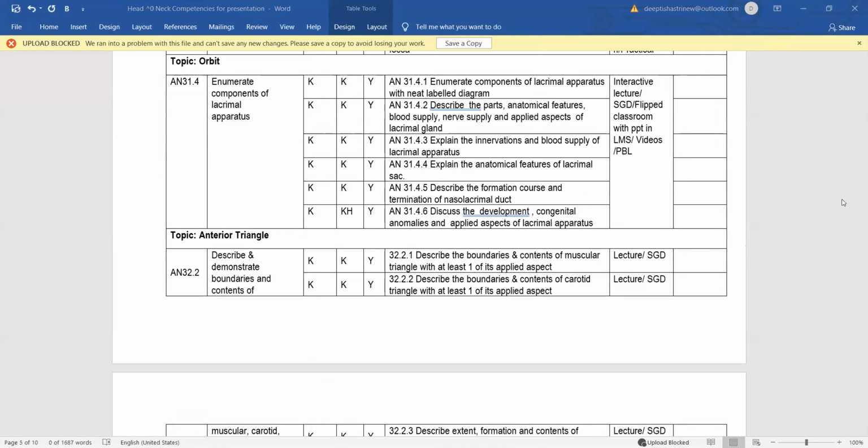Exactly, ma'am. The other day, Dr. Praveen had asked, the competency is just enumerate. So do we have to describe all the parts, anatomical features, blood supply, nerve supply of the lacrimal gland, explain innervations and so on? Or is the competency itself an SLO? How do we take it? Anybody has an opinion? Praveen sir?